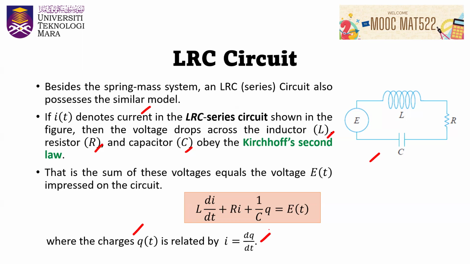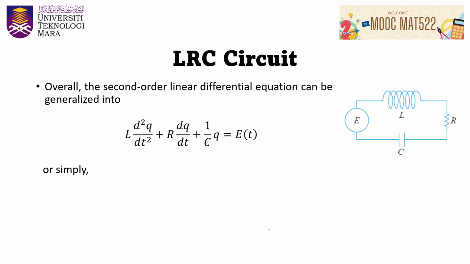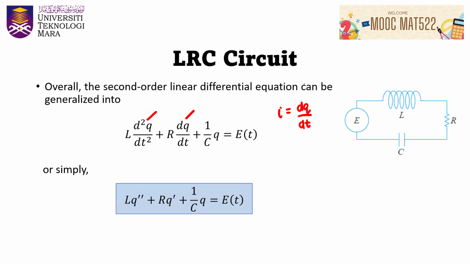This mathematical model can be further generalized into L multiplied by d squared Q over dt squared plus R multiplied by dQ over dt plus 1 over C multiplied by Q equals E. Again, I here denotes dQ over dt. Or in an even simpler structure, simply LQ double prime plus RQ prime plus 1 over C Q equals E.